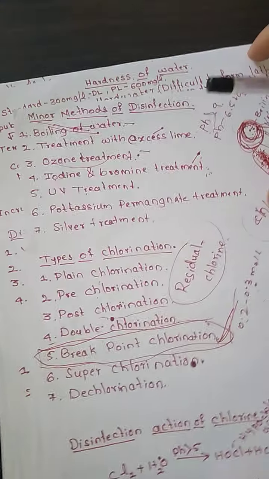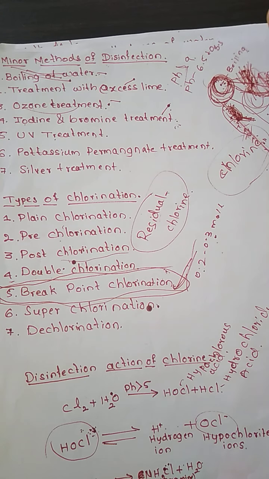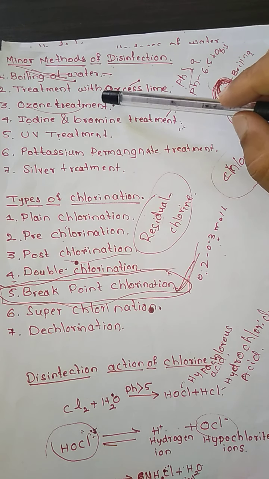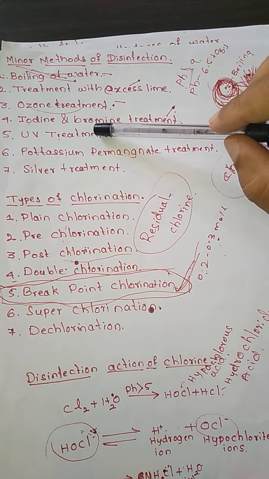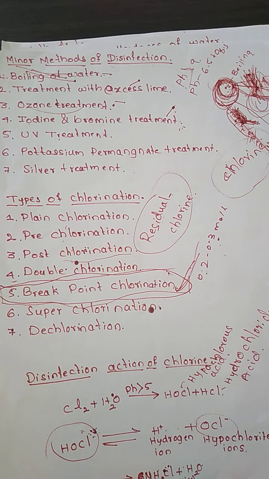We will now see the minor methods of disinfection. In minor methods of disinfection, we have seen boiling of water, treatment with excess lime, ozone treatment, iodine and bromine treatment, UV treatment, potassium permanganate treatment, and silver treatment. We call them minor methods of disinfection, and we can use them for a very small scale, for a low population or a very small number of people, when we need to have disinfection.